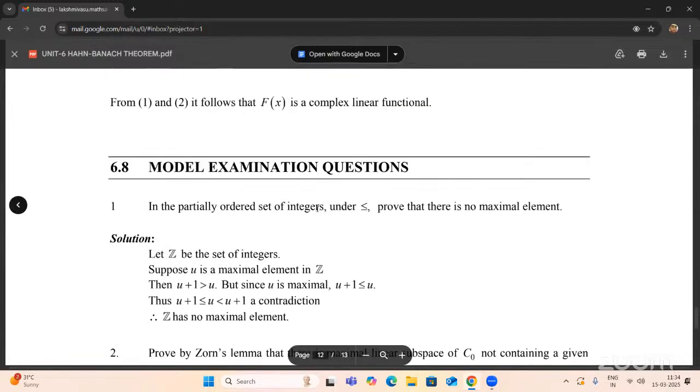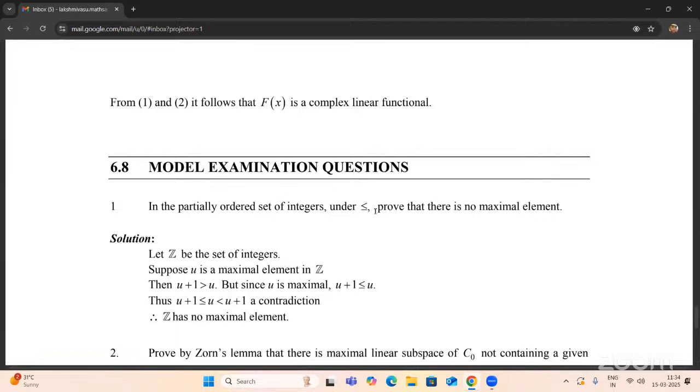Next, a set of integers is given as a partially ordered set under the usual partial order relation. Prove that there is no maximal element. In the previous paper it is also given. This is also very simple. Let Z be the set of integers. Let U be the maximal element in Z.